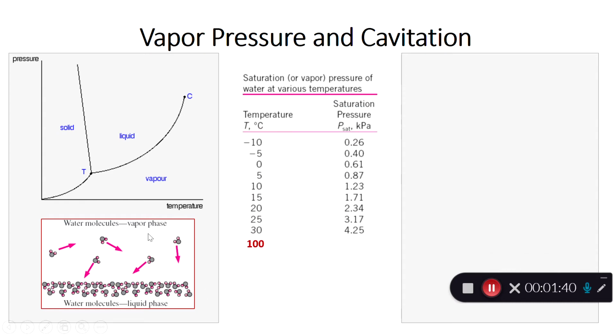Now look at this table. The column on your right shows a list of pressure values. These are all vapor pressure, or boiling pressure, or saturation pressure. They are all the same thing. Maybe you're not very familiar with pressure values, so look at temperature. Can you boil water at minus 10 degrees? The answer is yes, but it has to be at 0.26 kPa. Can you boil water at 0 degrees? Yes, at 0.61 kPa.